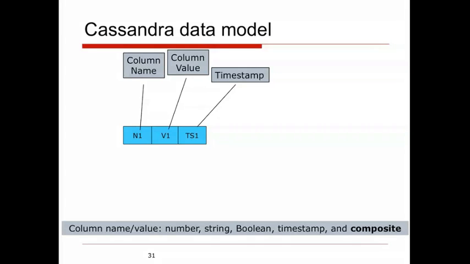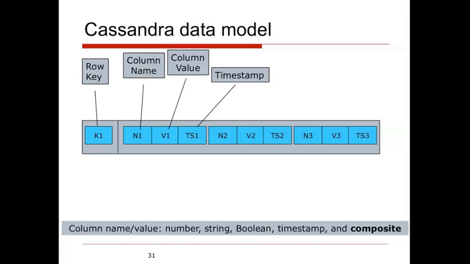So it really is like an entry in a hash map. And the supported data types are numbers and strings and booleans and timestamps, as well as a composite type that, as the name suggests, is a sequence of primitive values. And we'll see an example of that later.